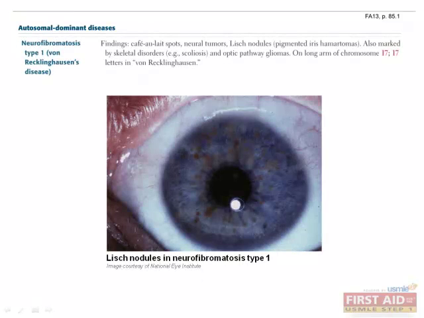Neurofibromatosis type 1, also called von Recklinghausen's disease, is a neurocutaneous disorder caused by a defect in the long arm of chromosome 17. Conveniently, there are also 17 letters in von Recklinghausen, which you can use to remember this. Findings in this disease include cafe au lait spots, neural tumors such as optic gliomas, scoliosis, and Lisch nodules, which are pigmented iris hamartomas, which you can see here.